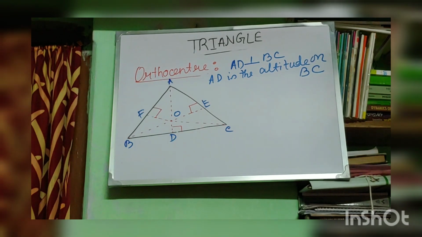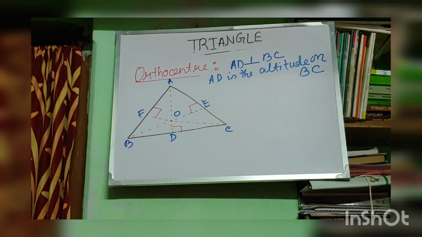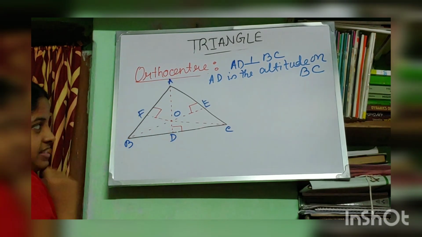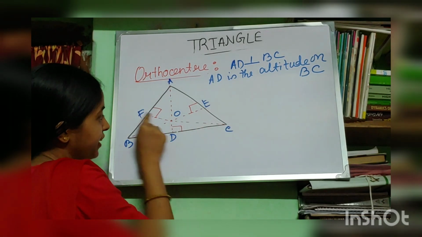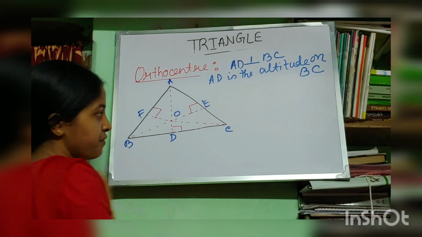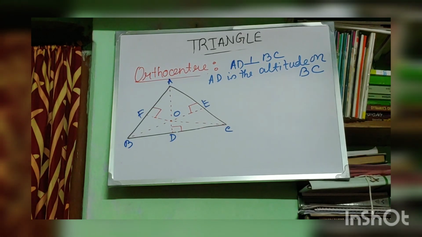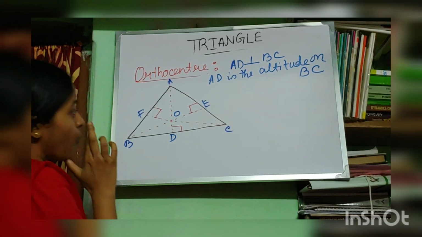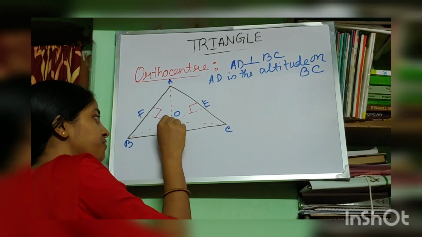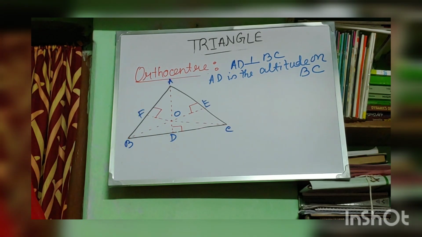Now the point where three altitudes coincide, they intersect, the point of concurrence which I have named O, will be called the orthocenter. I repeat, what is orthocenter? When a triangle's three altitudes coincide at one fixed point, that point of concurrence is called the orthocenter.